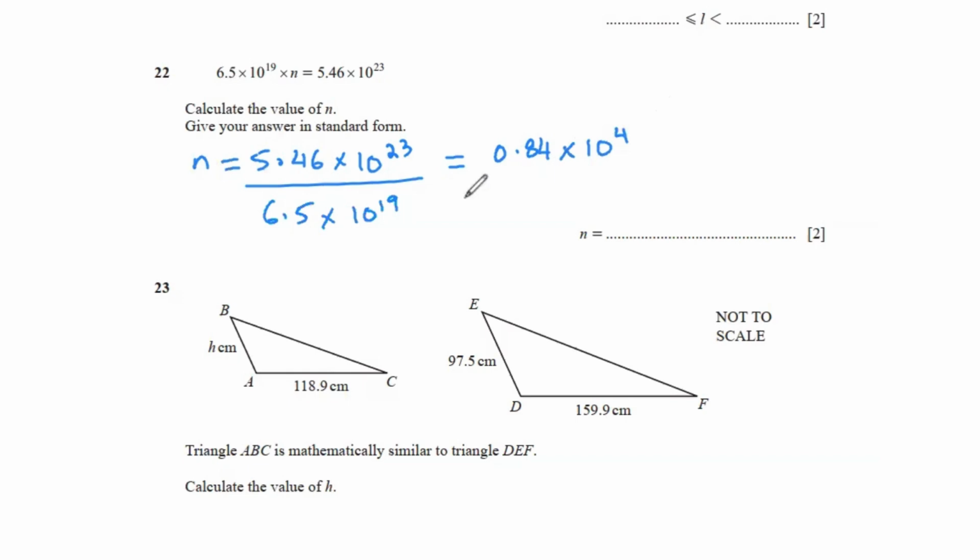Now, since they want the answer in standard form, the first digit is a non-zero digit. Over here, our first digit is 0, which means we need to move the decimal. It's going to be 8.4 times 10 to the power of 5. You will add 1 to the power because you have moved the decimal towards the right-hand side. So that is your final answer.